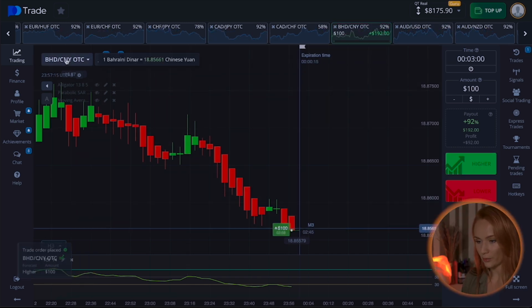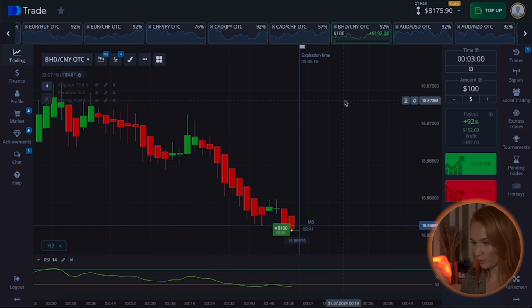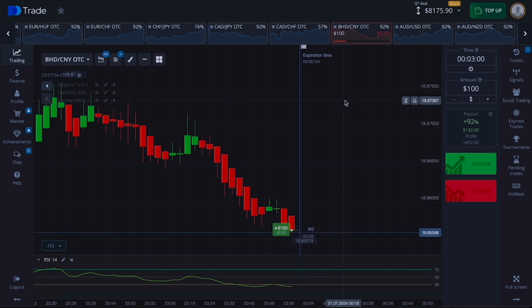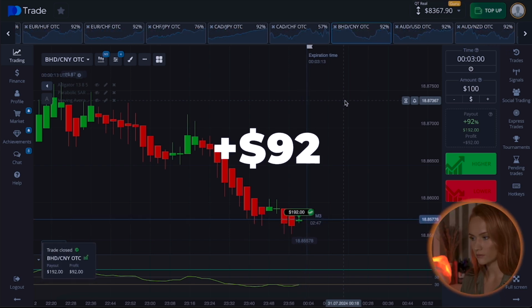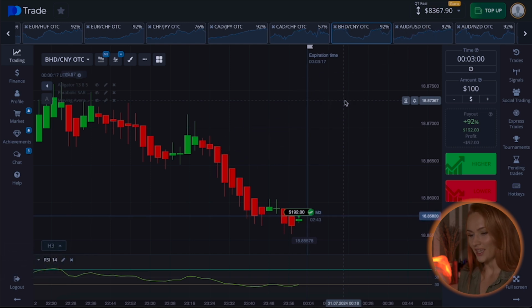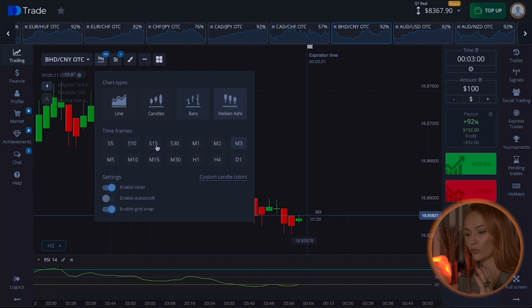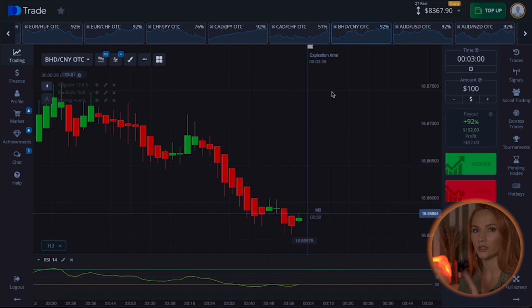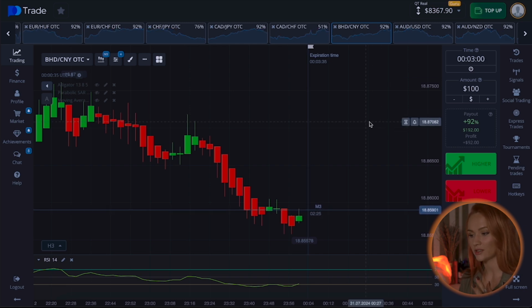The next currency pair is Bahraini dinar, Chinese yuan, a buy deal. Excellent. Another profitable deal. So you have seen how we traded today on different time frames, 5 minute, 3 minute, and we received different results, also depending on the time frame of a deal. 1 minute, 2 minute, 3 minute, 4 minute deals. In today's video, we looked at the types of time frames, which ones are less risky for traders and which ones are the most profitable.